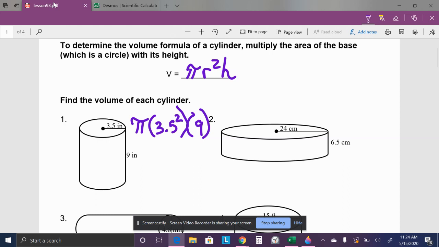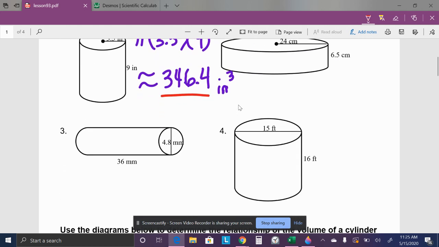I'm going to say it's about, so this is about 346.4 inches cubed. But when I type in the GoFormative, you can just type in this number right here, 346.4. We're going to round our numbers to the nearest tenth in this lesson. Okay, let's take a look at the next one.